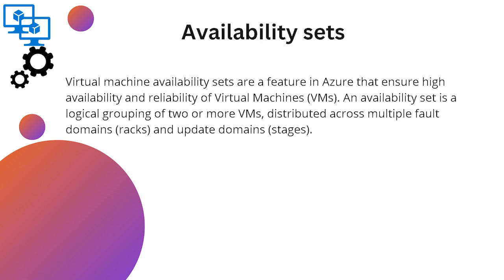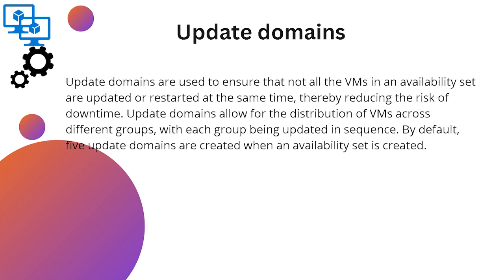Let's look at availability sets. Virtual machine availability sets are a feature in Azure that ensures high availability and reliability of virtual machines. An availability set is a logical grouping of two or more VMs distributed across multiple fault domains, or racks, and update domains, or stages. We'll look at fault domains and update domains a little bit later.